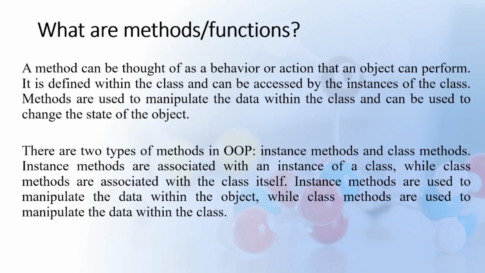We have two types of methods in object oriented programming. One is the instance method and the other is the class method. Instance methods are associated with an instance of a class, and class methods are associated with the class itself. Instance methods are used to manipulate the data within the object, while class methods are used to manipulate the data within the class. We'll see this through examples.